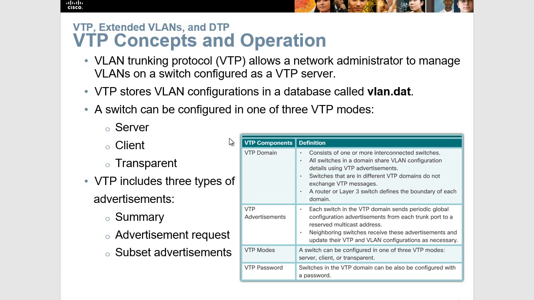So I mentioned the VTP domain. That's just the area in which you are sharing VLAN information. You see this description here: it consists of one or more interconnected switches, and all switches in the domain share VLAN configuration details using VTP advertisements. We'll talk about those VTP advertisements in a second. So they're all going to end up with the same VLAN information. Switches that are in different VTP domains do not exchange VTP messages. A Layer 3 router or a Layer 3 switch defines the boundary of each domain. So you break up those domains with some type of Layer 3 device, either a router or a Layer 3 switch.